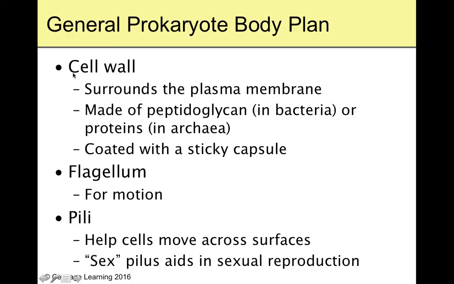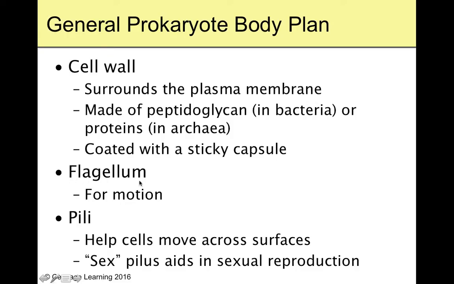So here you have 'em. If you didn't get a chance to write them down because I was talking so fast, now's the time. Cell wall surrounds the plasma membrane. It's made of what's called peptidoglycan, or a variety of proteins in archaea. Peptidoglycan is super important because it allows us to target bacterial cells and kill them with antibiotics without killing the person who's sick, which is really nice. A lot of them are coated with a sticky capsule.